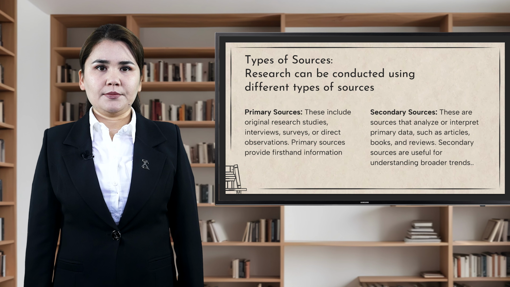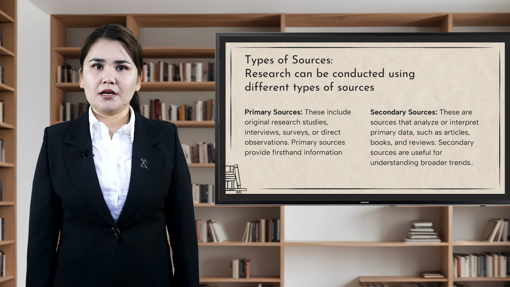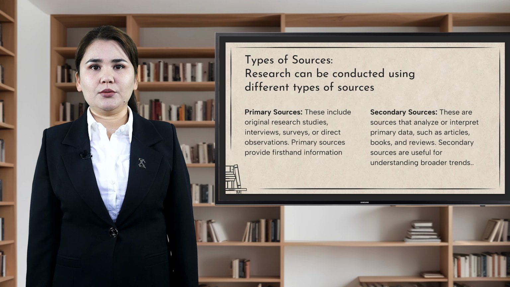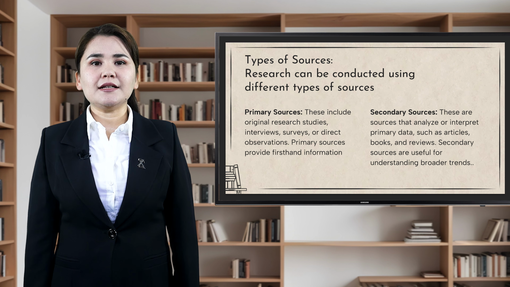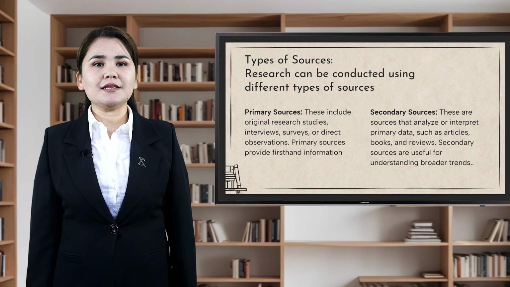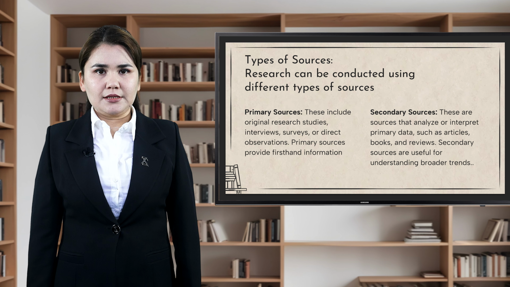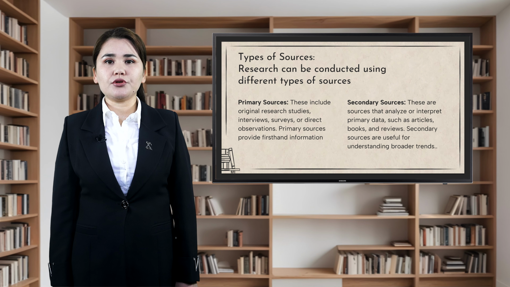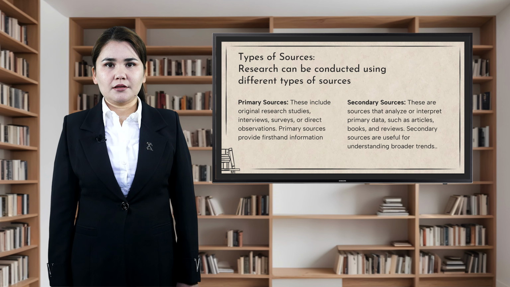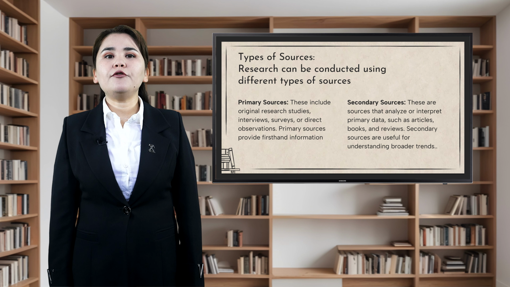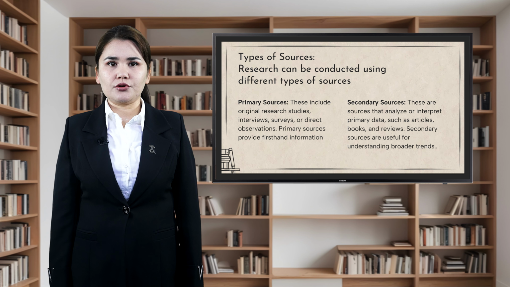Types of sources. Research can be conducted using different types of sources, each offering distinct value. The first is primary sources. The second is secondary sources. And the third one is tertiary sources. What are the primary sources? These include original research studies, interviews, surveys, or direct observations. Primary sources provide first-hand information and are highly valuable in academic and scientific research.